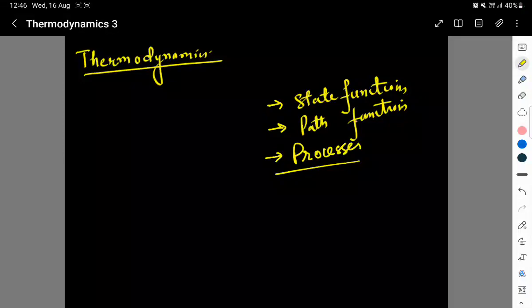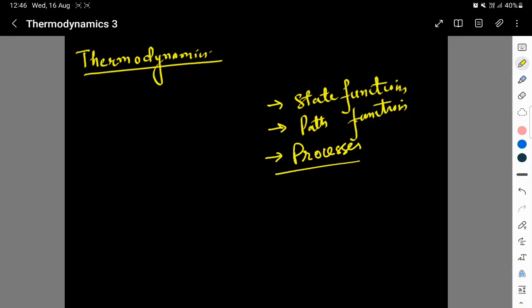Today's video lecture is third in thermodynamics. In this video lecture we will study some terms like state function, path function and some processes. So first of all, what is state function?